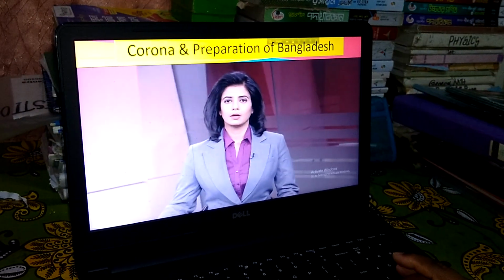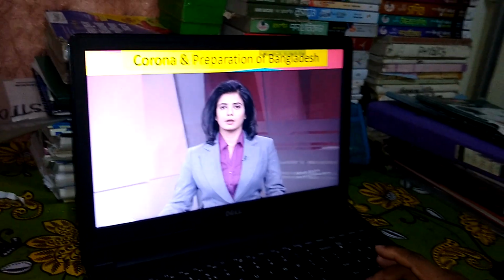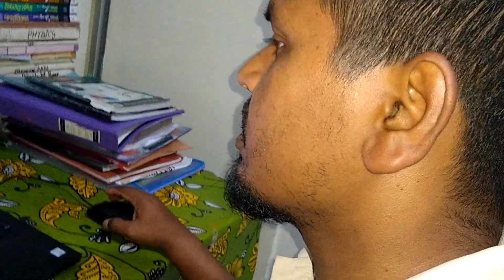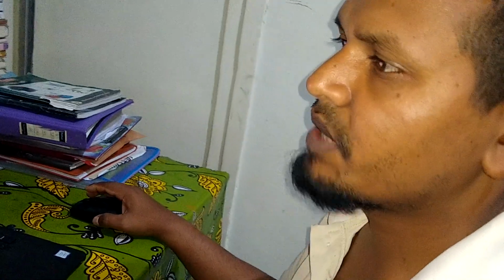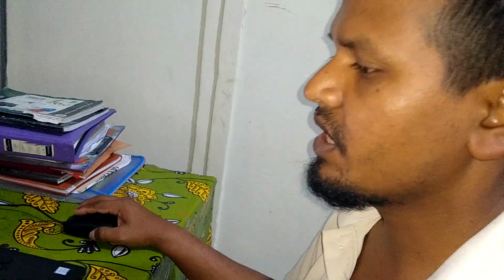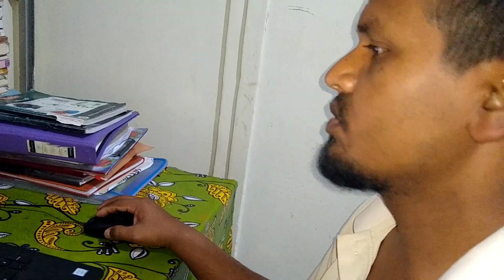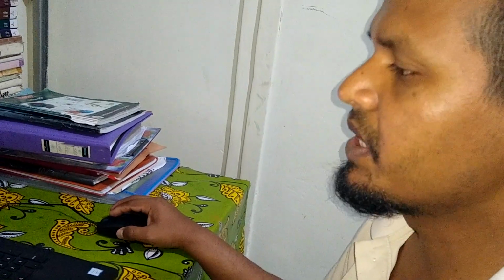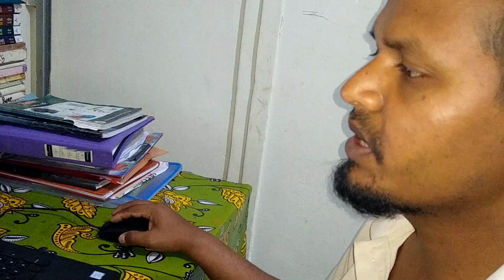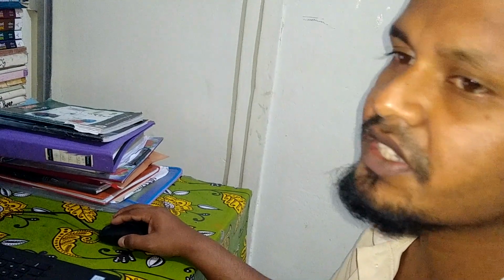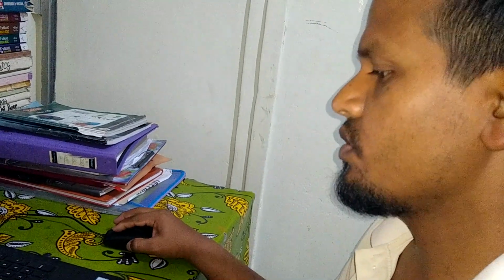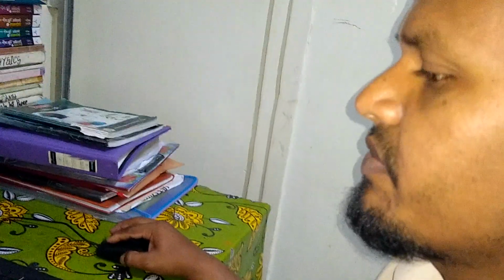Let us see coronavirus and preparation of Bangladesh. So what types of initiative is the Bangladesh government taking, and how capable are we of protecting against or preventing this type of virus, because earlier the Bangladesh government hasn't faced this type of difficulty? So what are the initiatives we have taken?